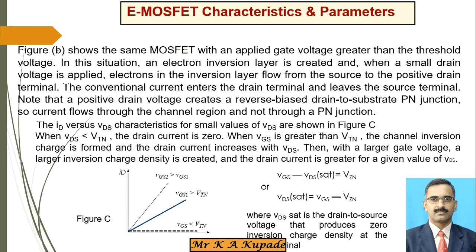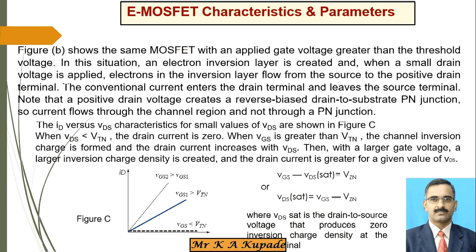When VGS is less than VTN, the drain current is zero. Sorry, guys, here it should be VGS, not VDS, when VGS is lesser than VTN. Correct it, remember that. So the graph is ID versus VDS, the characteristics graph is correct, but the parameter to consider is VGS instead of VDS.